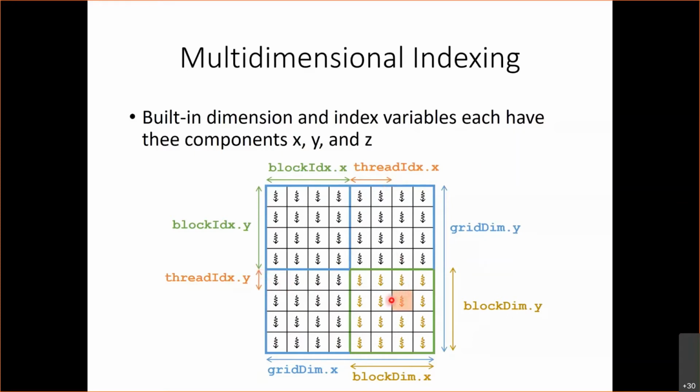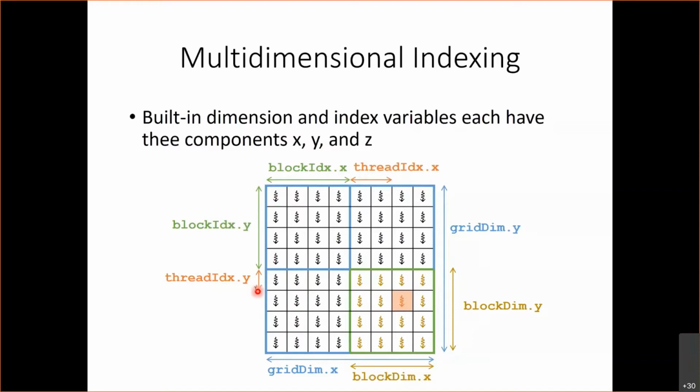Now if this thread wants to find its global index, the global index itself is going to have two components: the row in this image and the column in this image. It can find its column by doing blockIdx.x times blockDim.x plus threadIdx.x. And it can find its row by doing blockIdx.y times blockDim.y plus threadIdx.y. Okay, and let's actually go and do that.